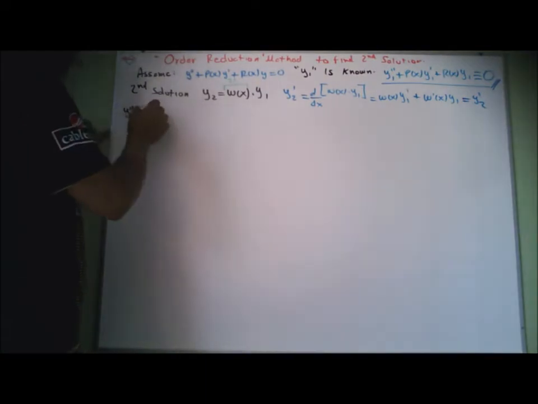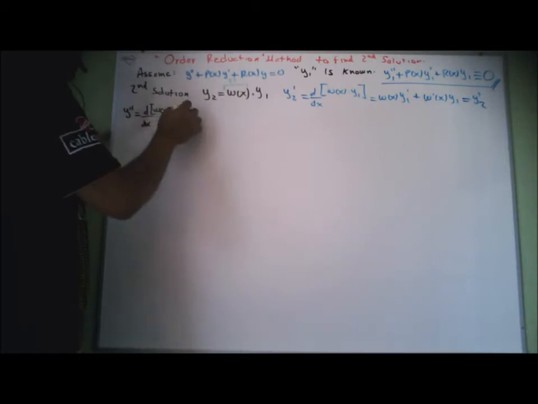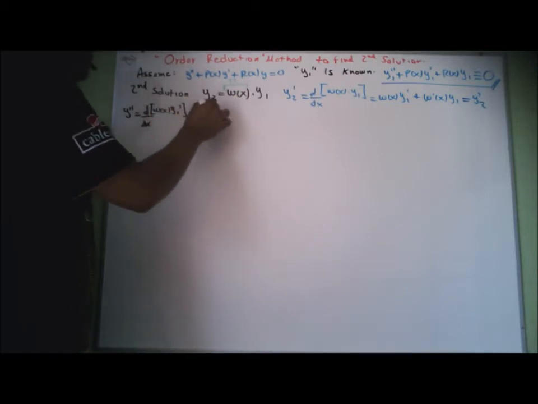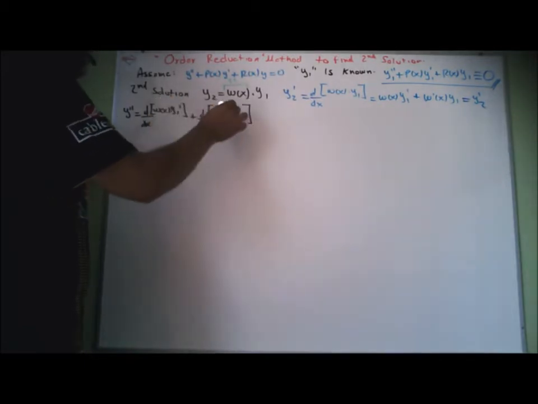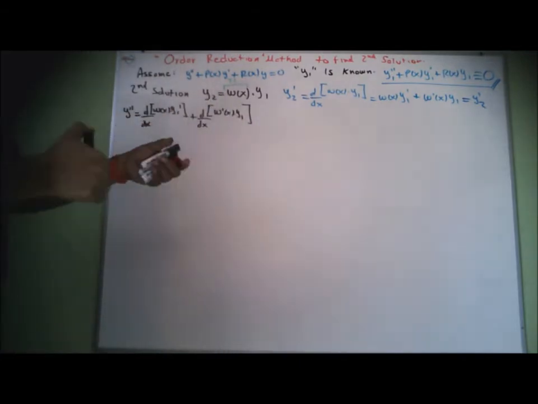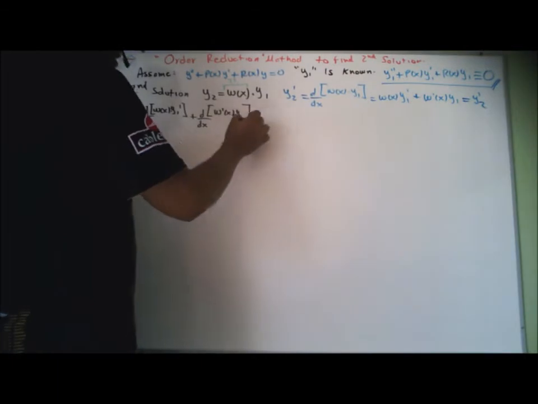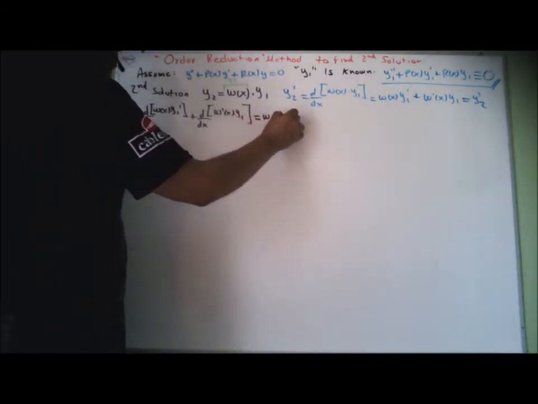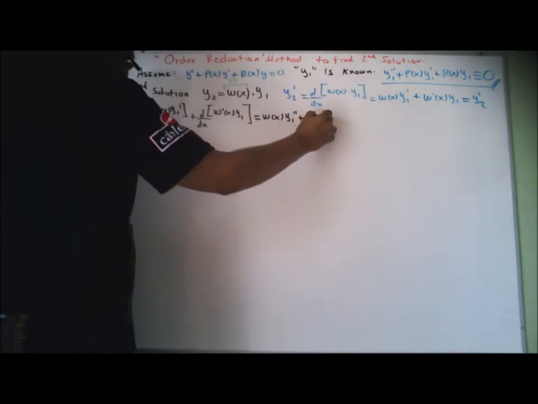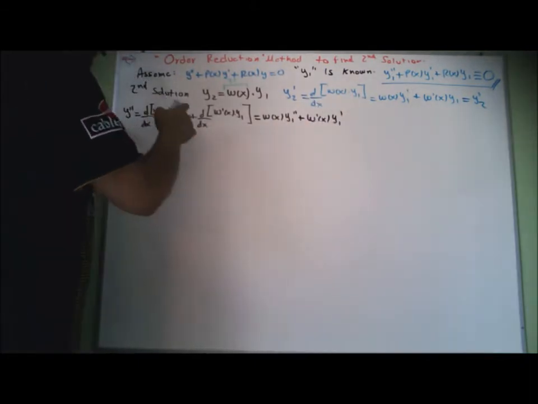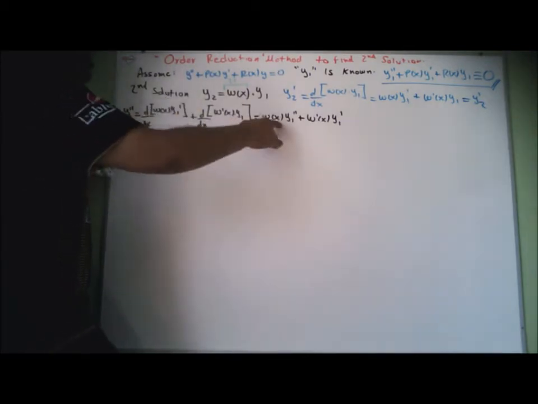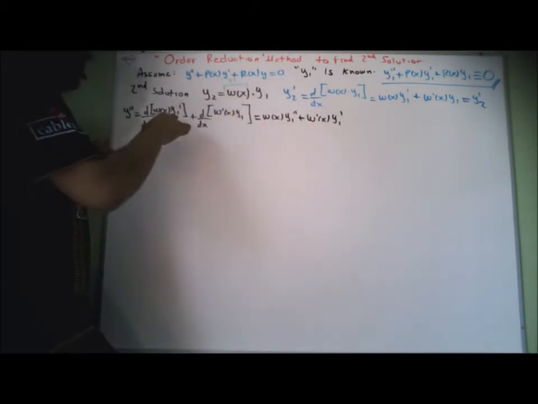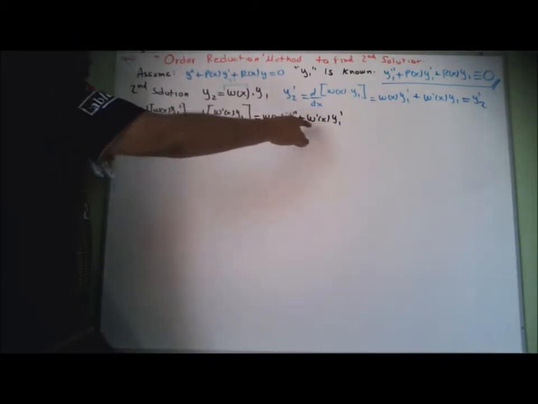So it's going to be the derivative with respect to x of w of x y1 prime, plus the derivative with respect to x of w prime of x y1. Now because you have a multiplication there, you have to develop each one of them. So what you get here is w of x y1 double prime plus w prime of x y1 prime. So be very careful here: this times the derivative of this, because it already has a derivative, becomes a second derivative, plus this y1 prime times the derivative of w of x, w prime of x.